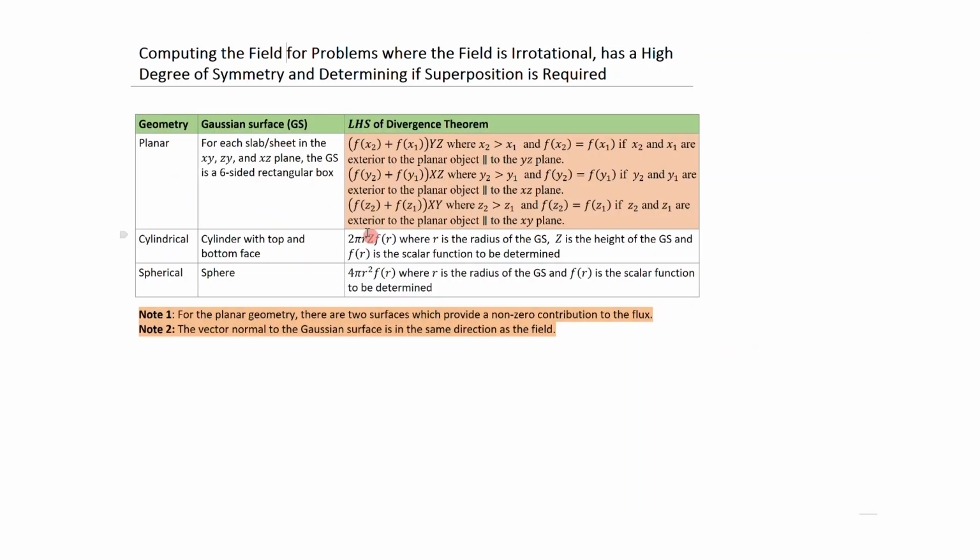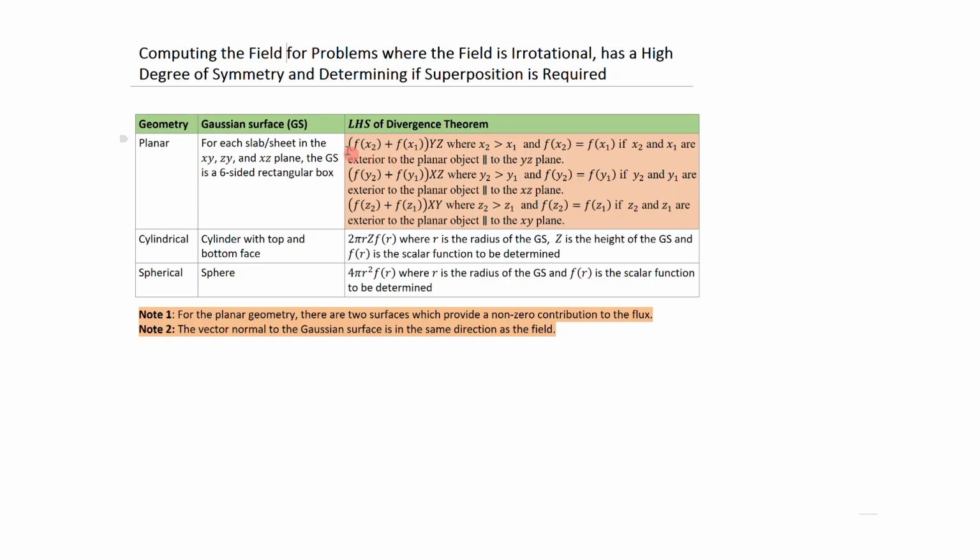All right, so then the geometries we considered which had a high degree of symmetry included planar, cylindrical, and spherical. And for the left-hand side of the divergence theorem, we could look at a number of cases. For example, slabs parallel to the xy, yz, or xz planes, and the Gaussian surface in this case is a six-sided rectangular box.